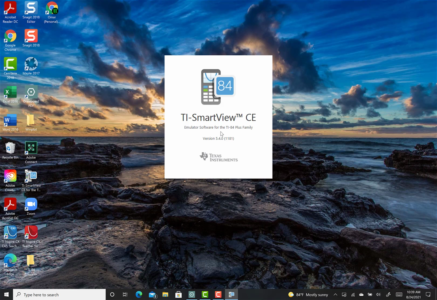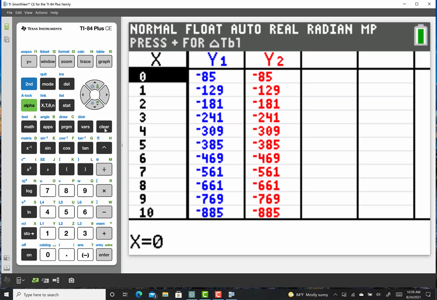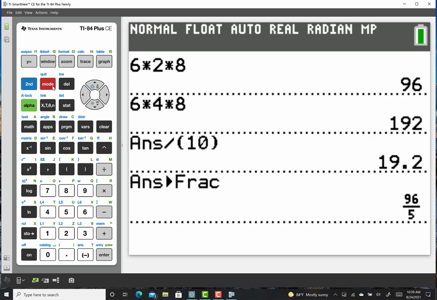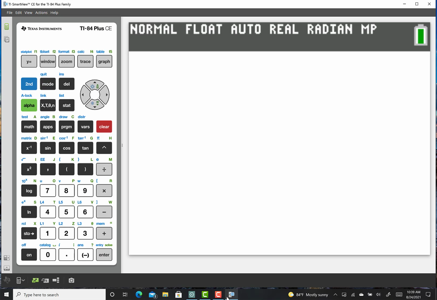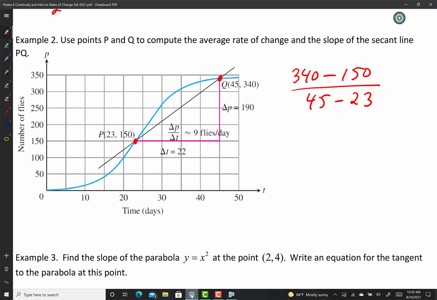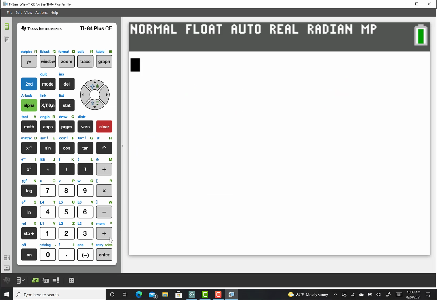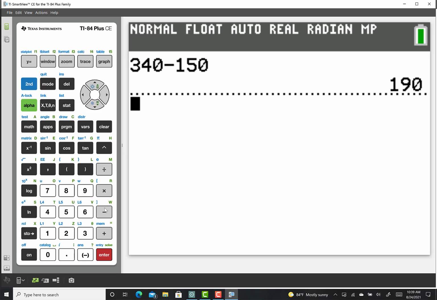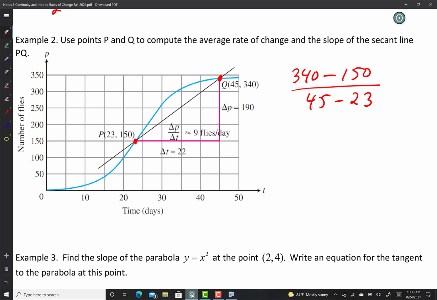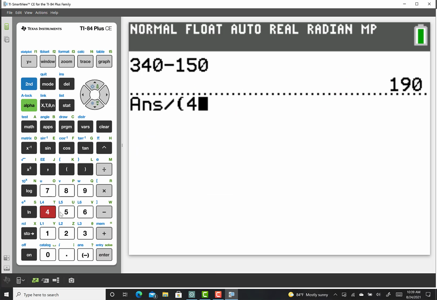Make sure every opportunity you get to use your calculator, guys, use it so you can get really used to it. Don't worry, we're going to have a day where we just do nothing but calculator. And I'm going to go 340 minus 150 divided by, notice that I'm putting a parenthesis, 45 minus 23.